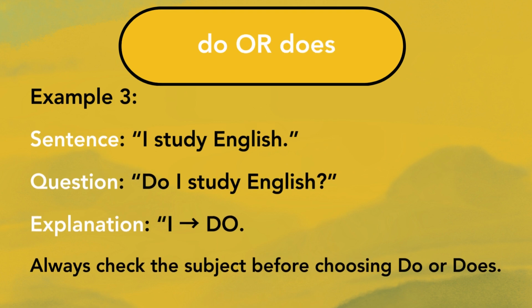Example 3. Sentence: I study English. Question: Do I study English? Explanation: We always use do with I. Remember to check the subject before choosing do or does.